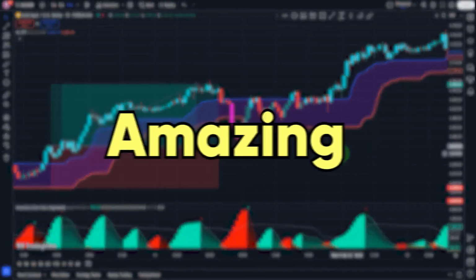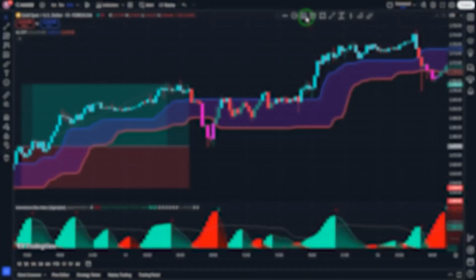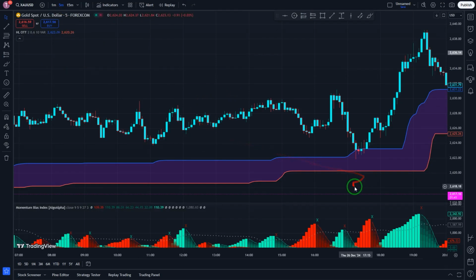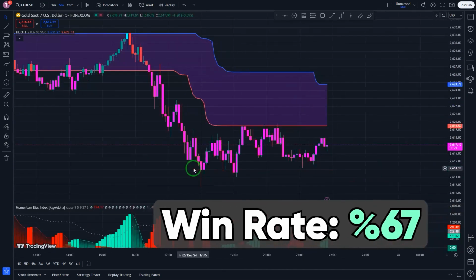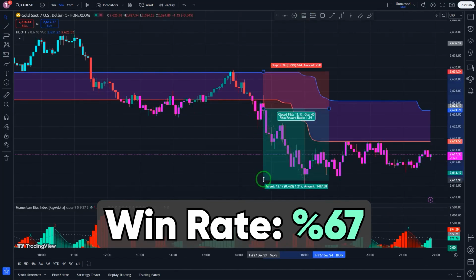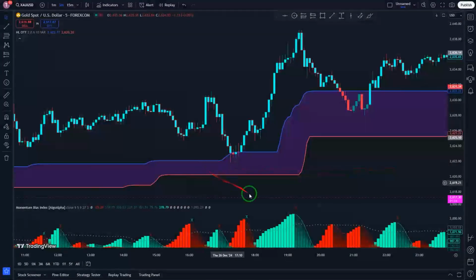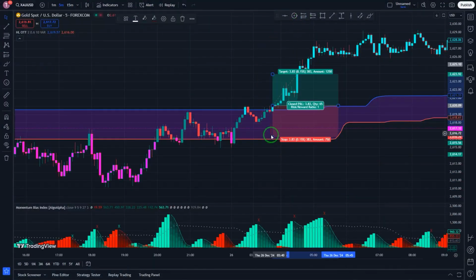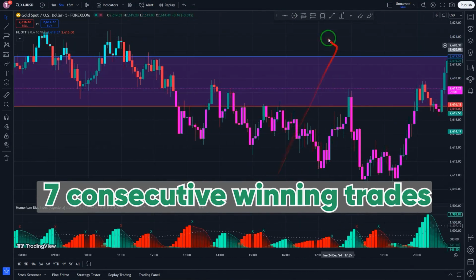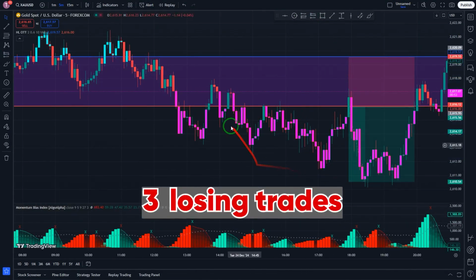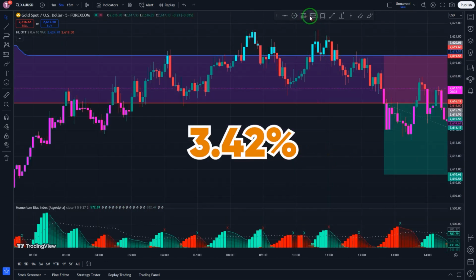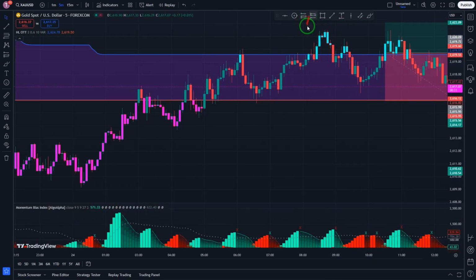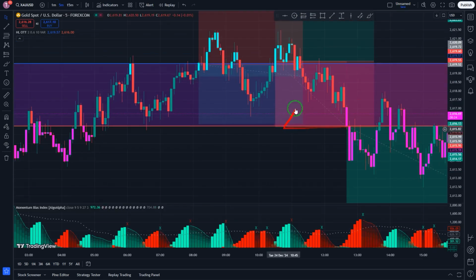Now, let's look at the amazing results from backtesting this strategy. Using the 5-minute time frame for gold, we conducted 100 trades and achieved outstanding results. Our win rate was 67%, meaning 67 out of 100 trades were profitable. During this period, we also set a record of 7 consecutive winning trades and only 3 losing trades. The maximum drawdown during this time was just 3.42%, showing that the strategy has low risk while delivering excellent returns.